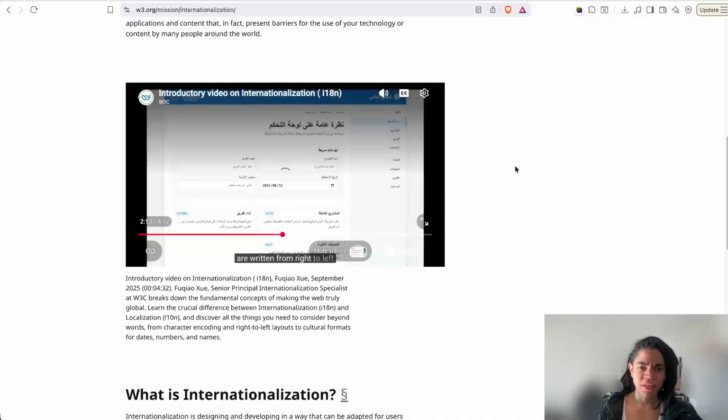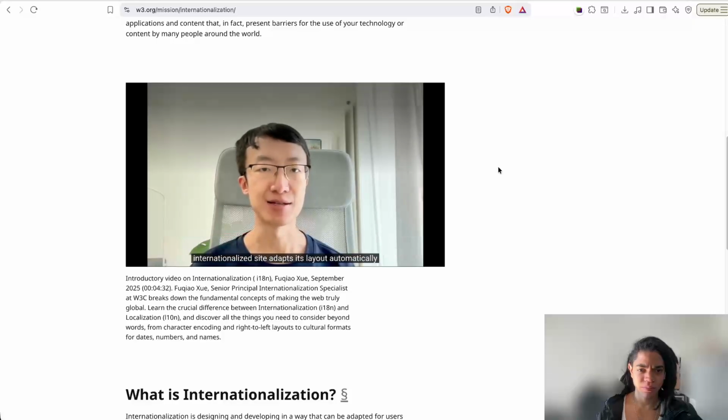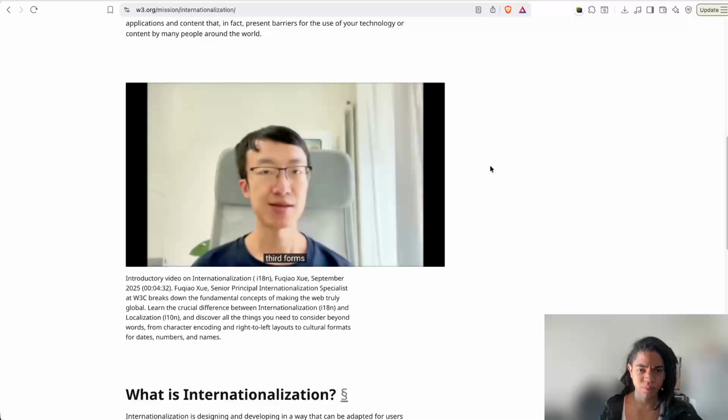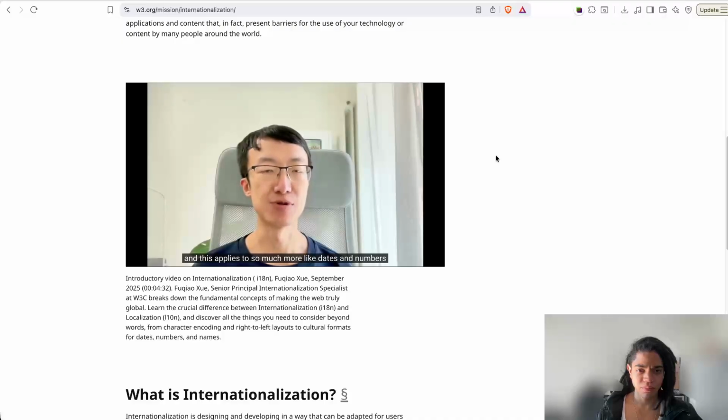Arabic or Hebrew are written from right to left. A well-internationalized site adapts its layout automatically. Third, forms. Not everyone has a first name and a last name. In Hungary, the family name comes first. In Iceland, people may use patronymics. A global-ready form needs to be flexible, and this applies to so much more.